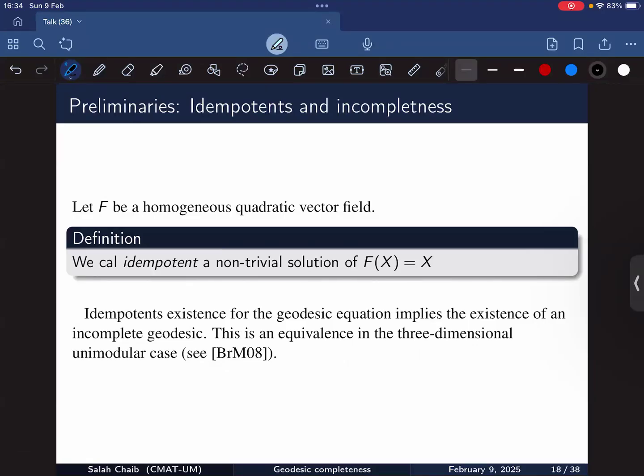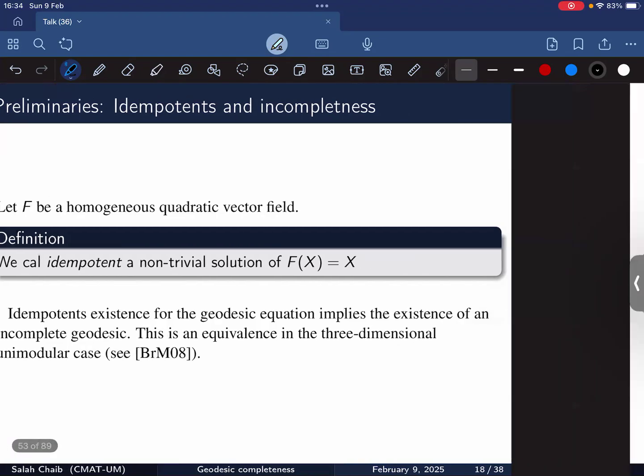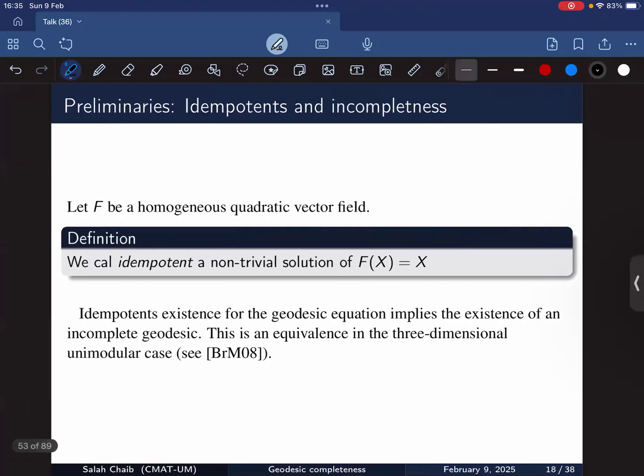Okay. So I think that's all for the preliminaries.